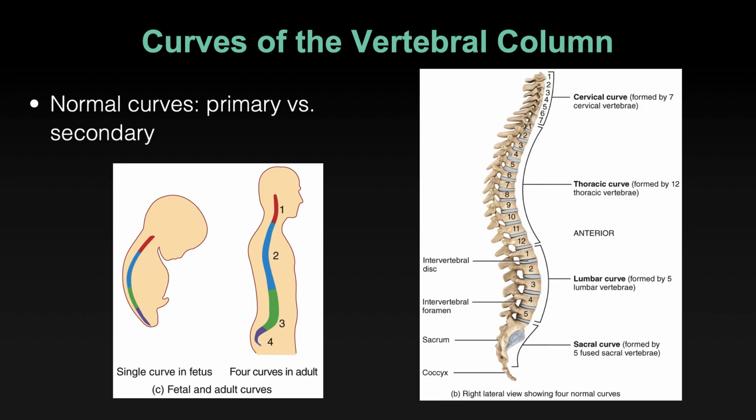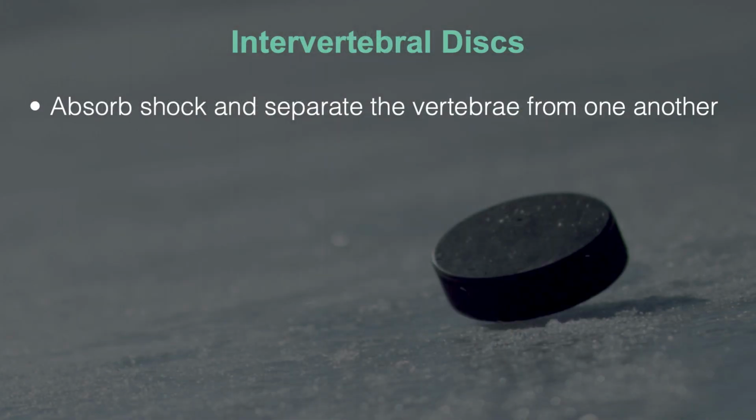The primary and secondary curves of the spinal cord, and I left you with the idea of how the vertebral column flexes and bends and extends and rotates. How is movement allowed in the vertebral column? A lot of it has to do with the discs that separate each vertebrae, or each vertebra, rather.